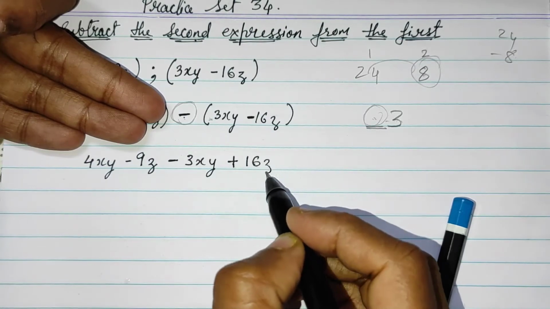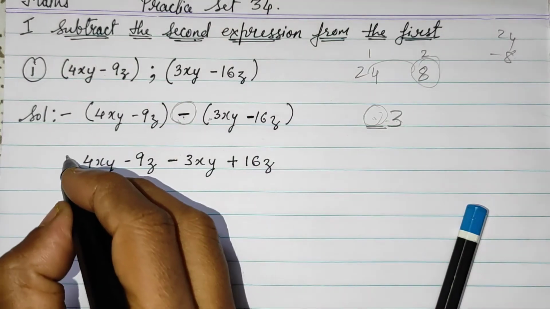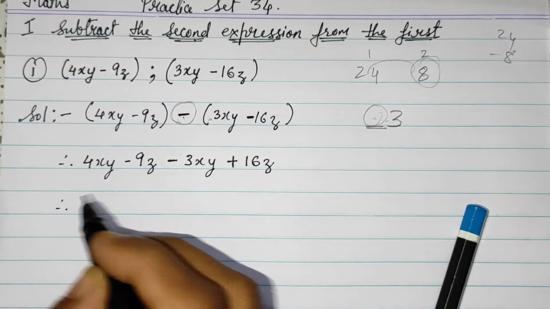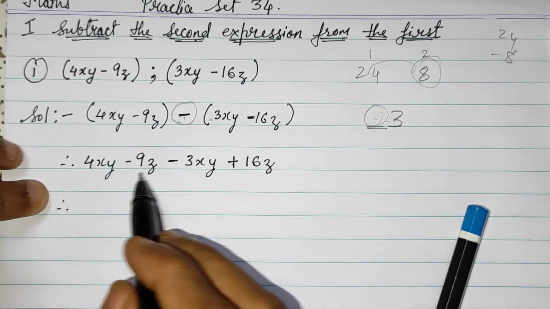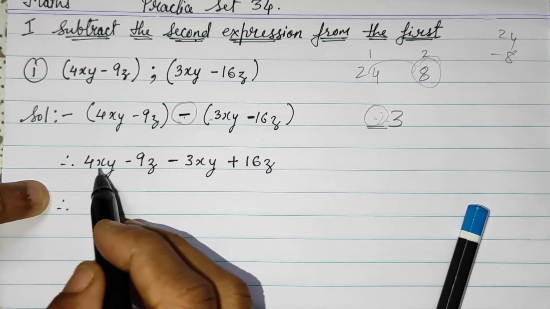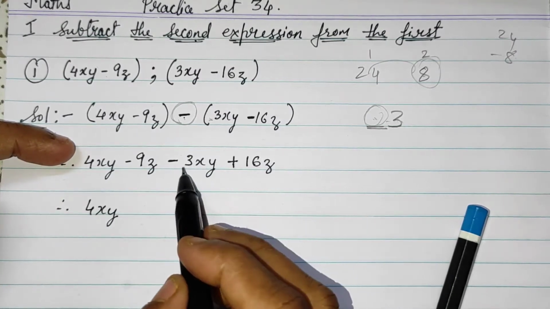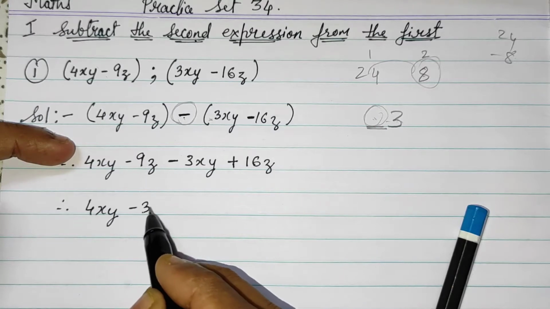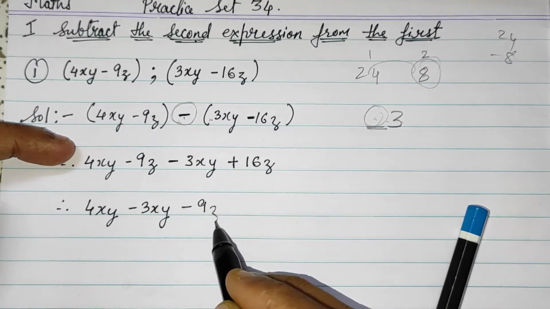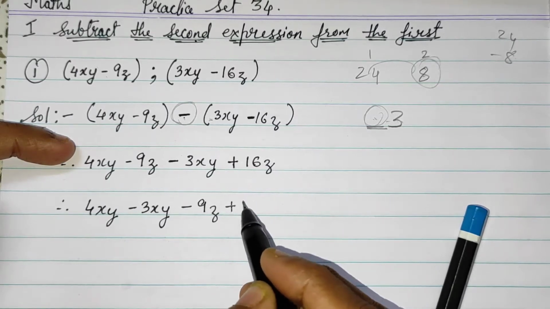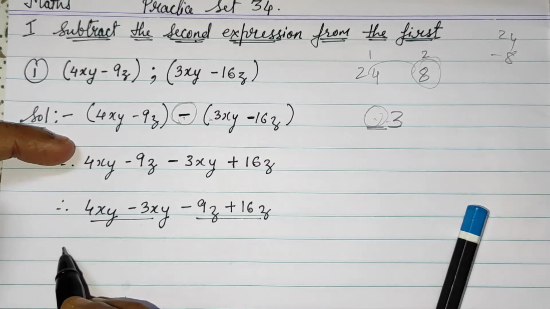Now what we have to do, we have to arrange them in like terms order. So 4xy and this minus 3xy, and then you have negative 9z and plus 16z. So this is one term and this is one term.